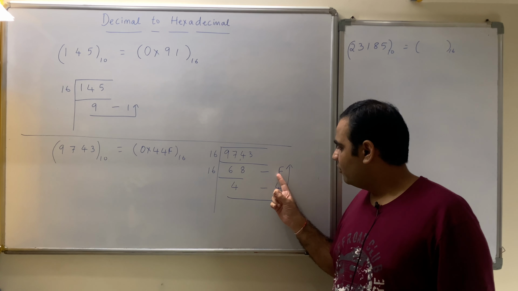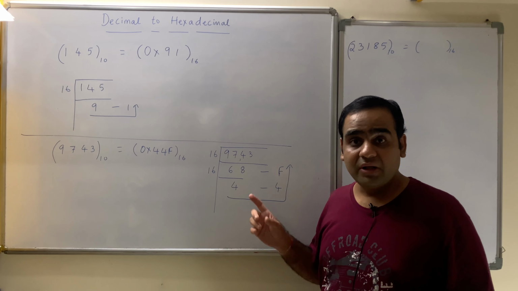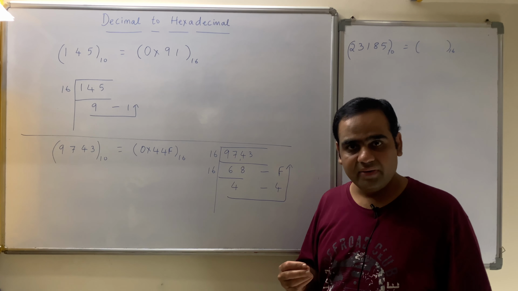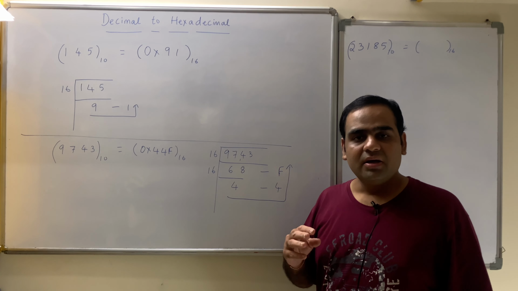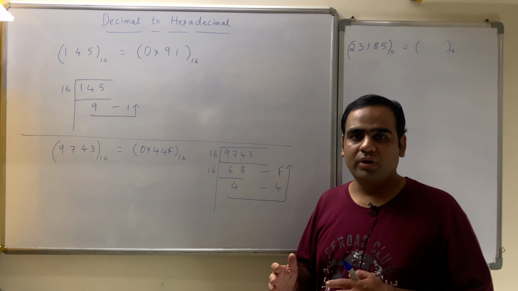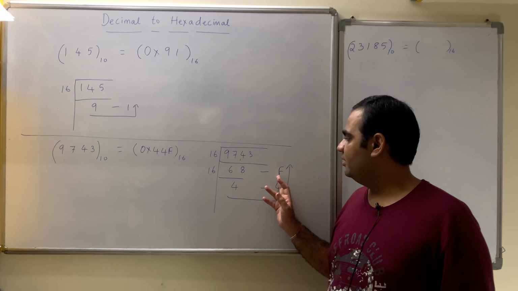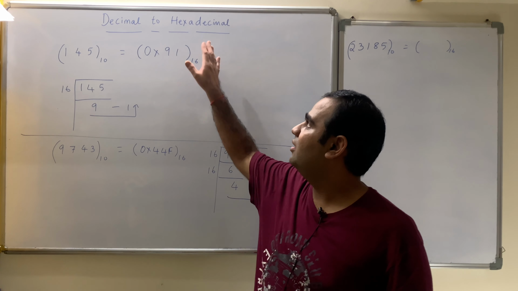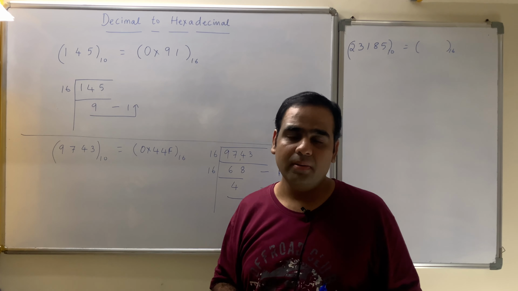Here the remainder was 15, we would have written F. If the remainder was 10, we would have written A, remainder 11 B, remainder 12 C, remainder 13 D, remainder 14 E, and remainder 15 we have written F. Now let us see how do we convert an hexadecimal number back to decimal.